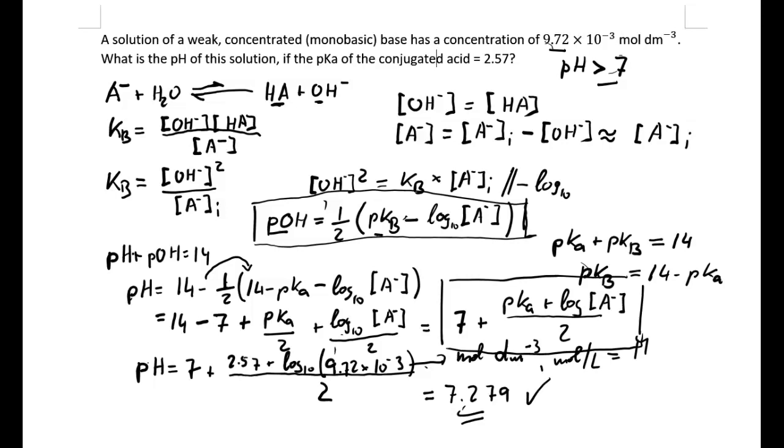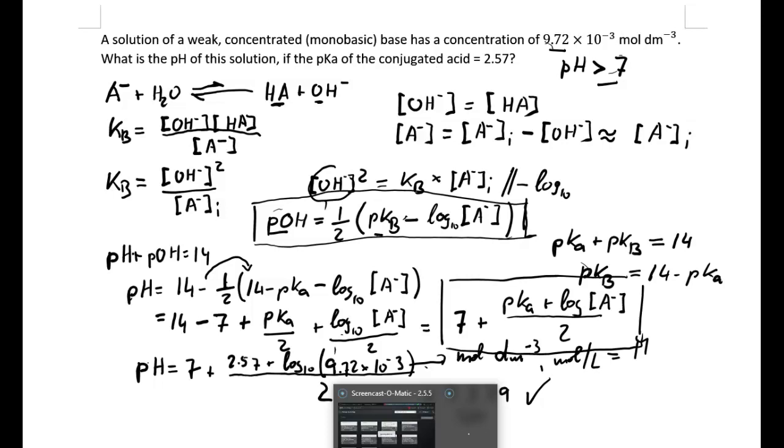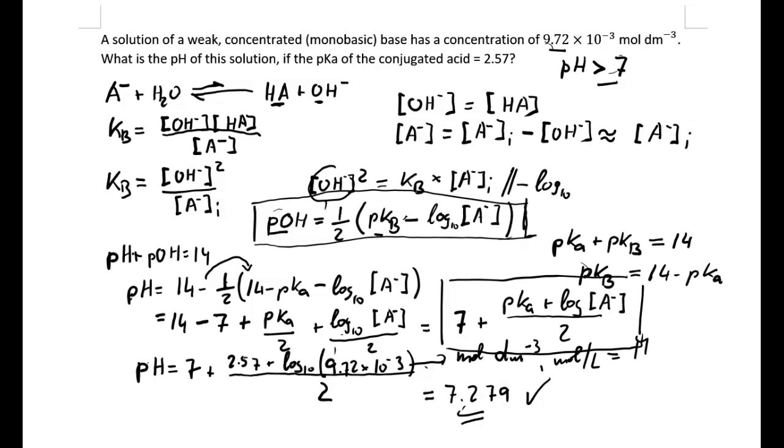So what we had to do in this example was work with Kb, work with a hydroxide concentration and find the pOH of the base first, and then convert the pOH into a pH by also using the knowledge that pKa and pKb added together also gives 14. So this is a little bit of a challenging question, and yet I hope it makes sense, and thank you very much for watching.